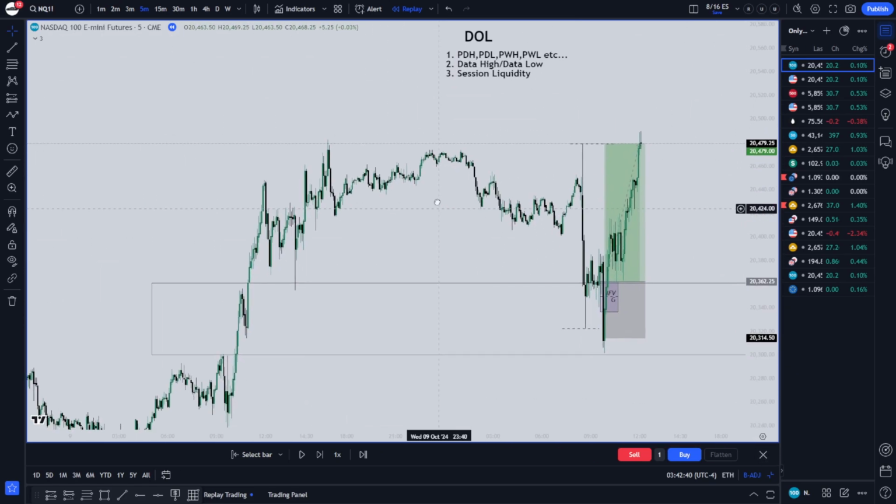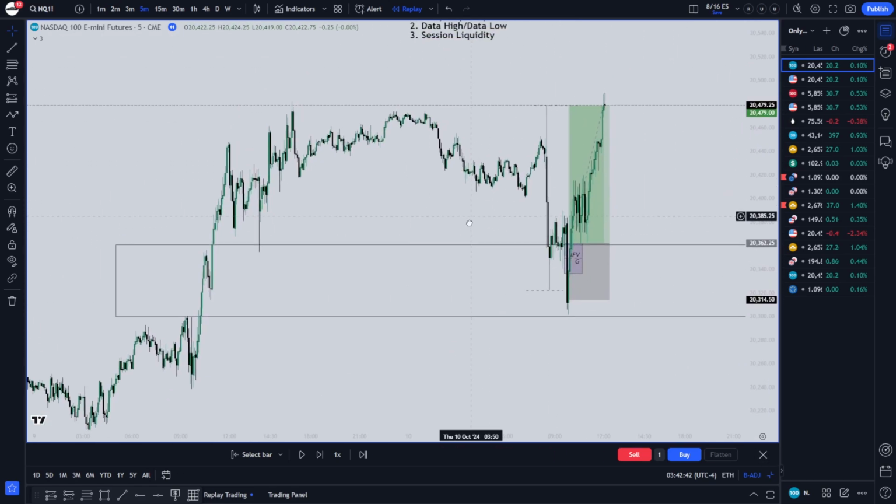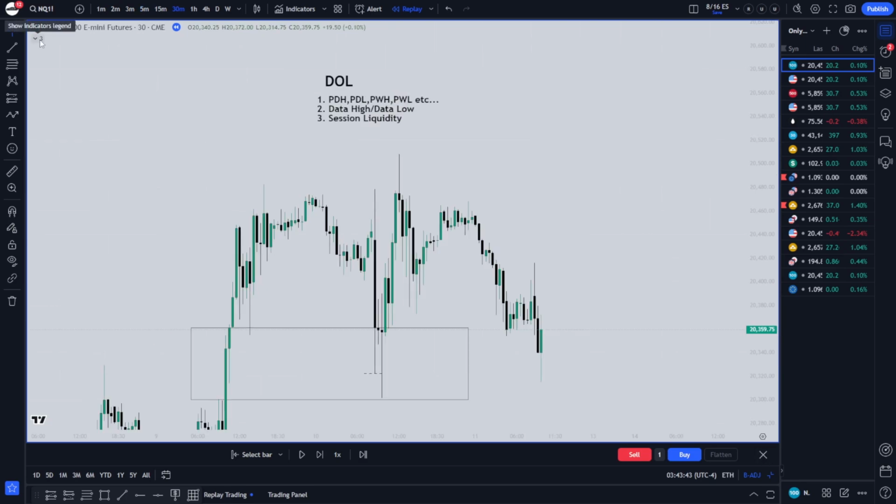And so that was setup number 1. Now I'll go on to number 2. Now going on to our third drawn liquidity, it's going to be session liquidity.